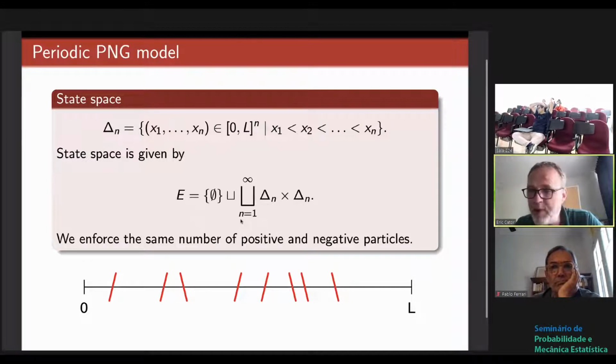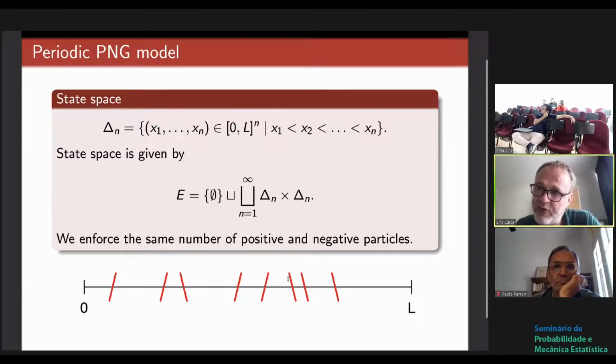And Pablo came to this model, this restricted PNG, this periodic PNG model, as some limit of a discrete problem he was looking at. And if you take a certain limit, you get exactly the thing that we're looking at now. But it's very clear that there's a relationship with the original PNG model. So what do we do? We restrict the length of the space, and we go from 0 to L, and you should think of this as a circle. And then we have positive and negative particles. Now we will enforce that these numbers are the same.